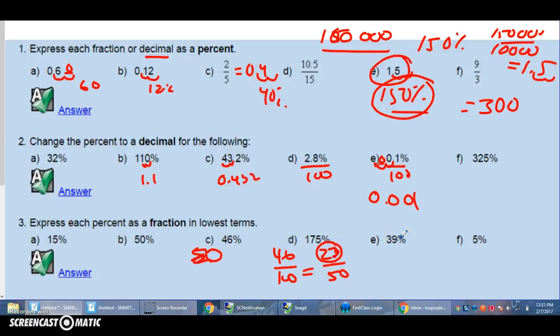Okay. Look at something like 39 over 100. I think nothing works here because the factors of 39 are 1, 39, 3, 13, and that's it. And none of those go evenly to 100, so you're just done.